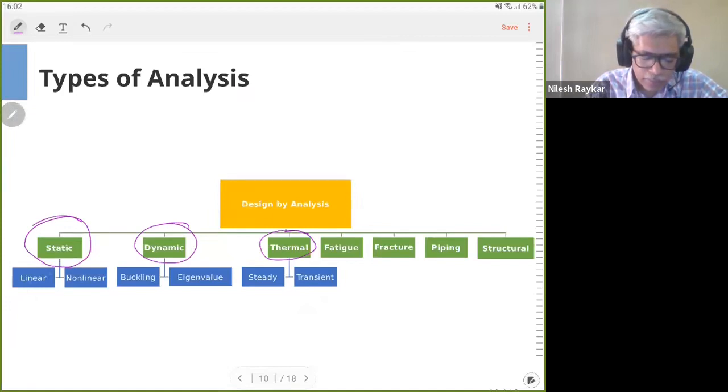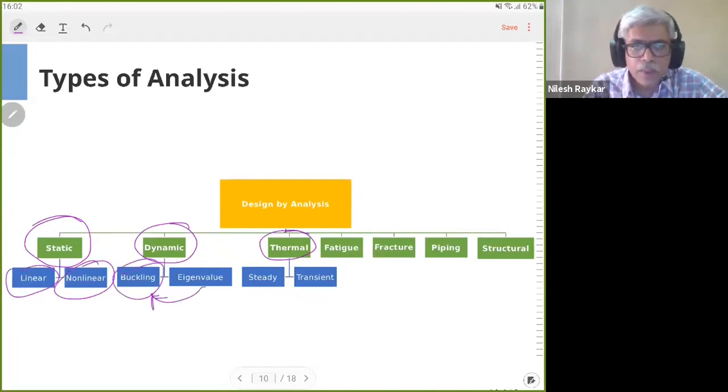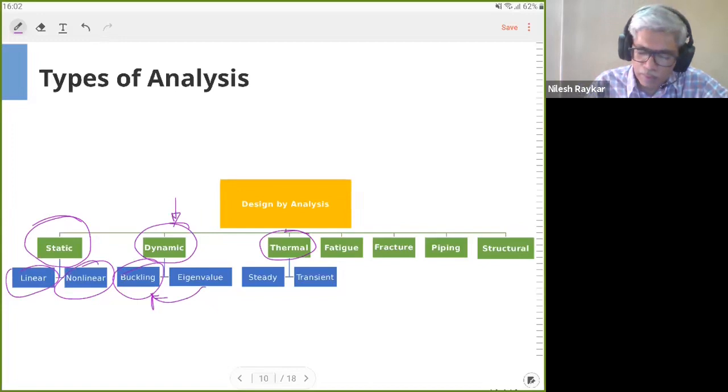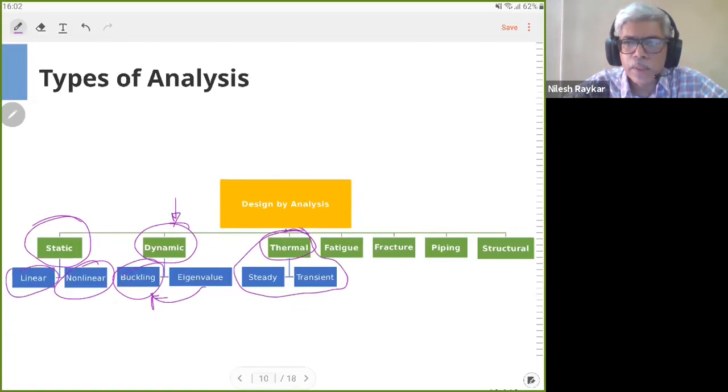In static analysis, we have linear and non-linear, and in dynamic we have buckling, and eigenvalue is part of that analysis. In a more complete sense, the dynamic analysis will cover the wind and seismic analysis as well, but that is not covered in our discussion in this course. The thermal analysis is important because most of this equipment operates at different levels of temperature, and the temperature distribution constitutes one of the important aspects of stress analysis.